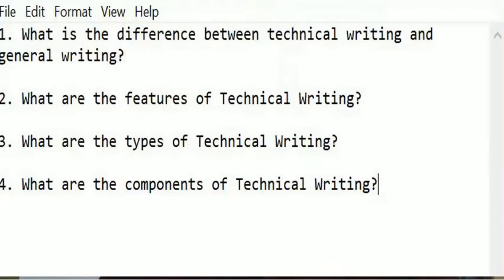First is differences between technical writing and normal writing, a probable question. Second, what are the features of technical writing, another probable question. What are the components of technical writing, one more probable question. And what are the types of technical writing. Nothing more than this, but the answers for all of these are almost linked to each other if you know the concept clearly.